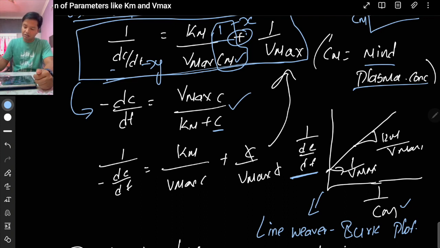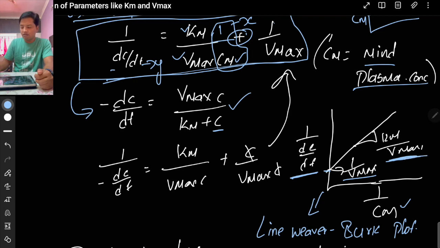This positive straight line, the slope will give you Km by Vmax, and the intercept will give you 1 by Vmax. So you know 1 by Vmax. Find out the value of Vmax. The intercept is equal to 1 by Vmax, so Vmax is equal to 1 by the intercept value. You know the Vmax value.